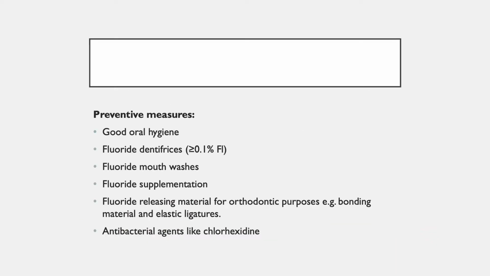What preventive measures can we take to make sure that our patients do not suffer from cavities during orthodontic treatment? We have to make sure that the patient has very good oral hygiene. Patients should use fluoride dentifrices, mouthwashes and toothpastes. Patients should be given fluoride supplementation. Fluoride releasing materials for orthodontic purposes, like bonding material and elastics, should be used in the clinic. An antibacterial agent like chlorhexidine mouthwash should be advised for regular use.